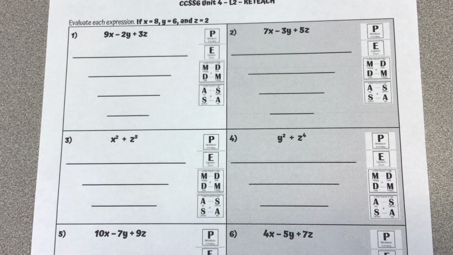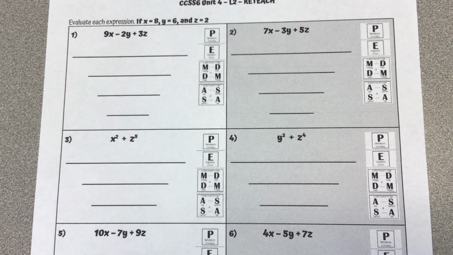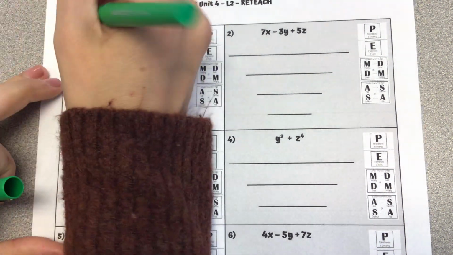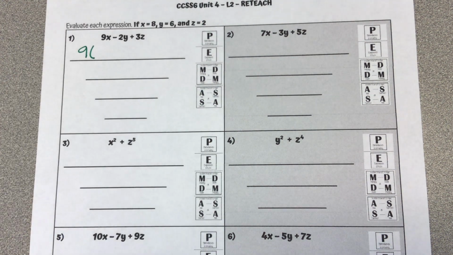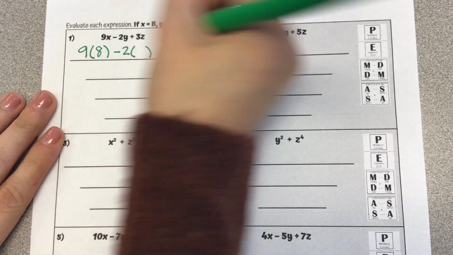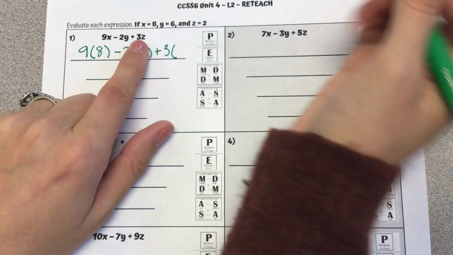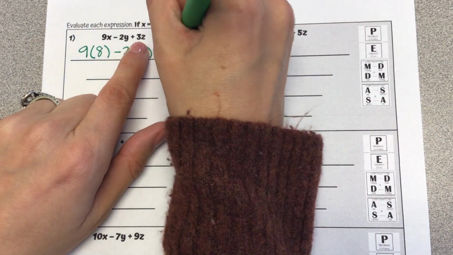All right, let's look at evaluating algebraic expressions. We are going to first look at if x is 8, y is 6, and z is 2. I'm plugging that in for each of these values here. So 9 times an x value of 8 minus 2, and then in parentheses a y value of 6, plus 3 times, in parentheses, a z value of 2.